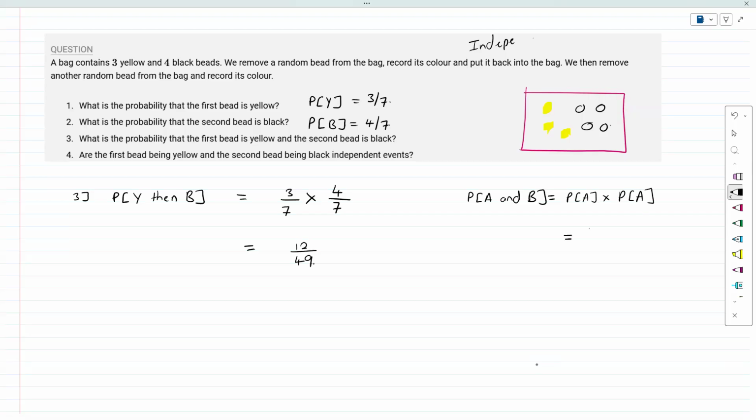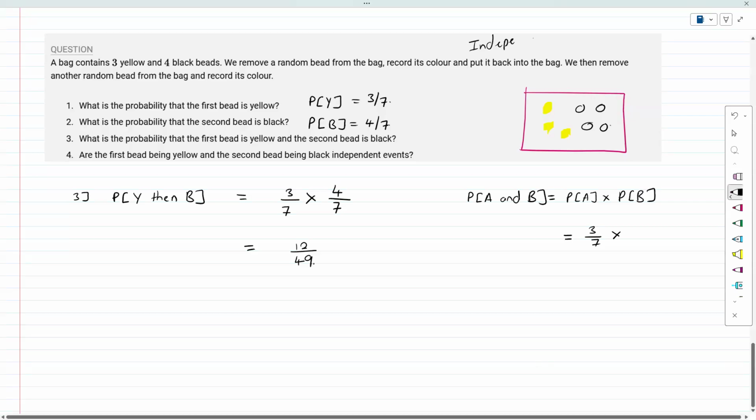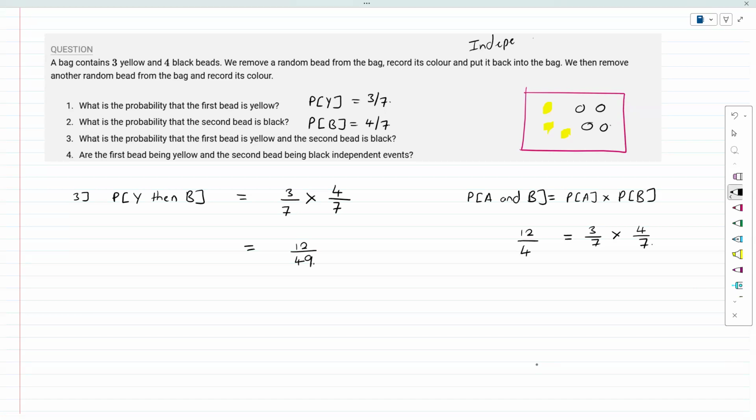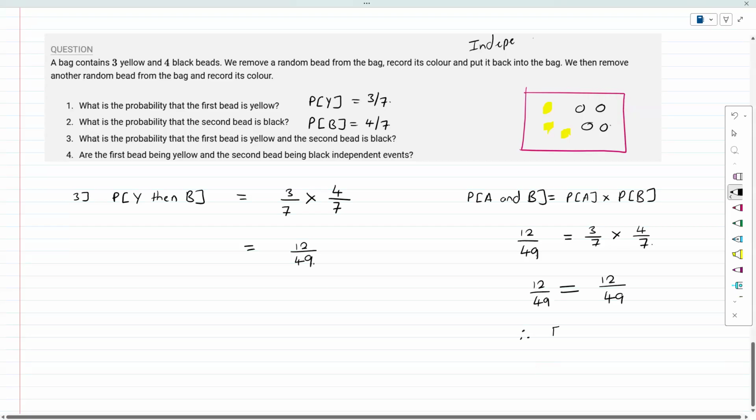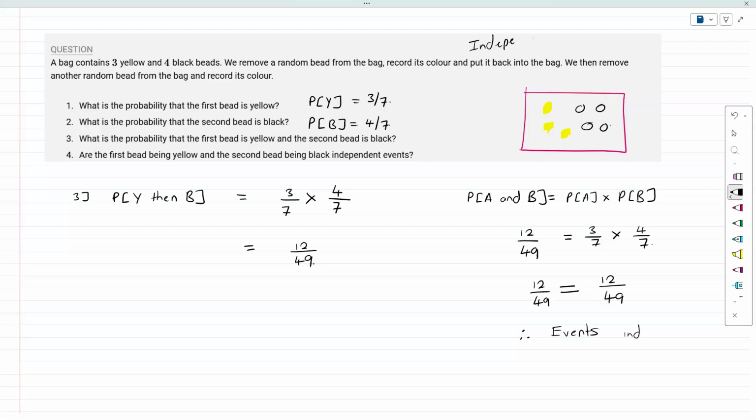Let's try. Probability of A is 3 out of 7 times probability of B. Oh, I put A twice, guys. B is 4 out of 7. And the probability of yellow and then black is 12 out of 49. And guys, we can see that 12 out of 49 does equal 12 out of 49. Therefore, these events are independent.